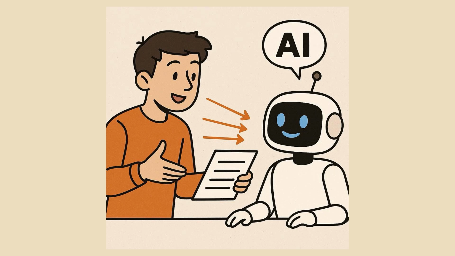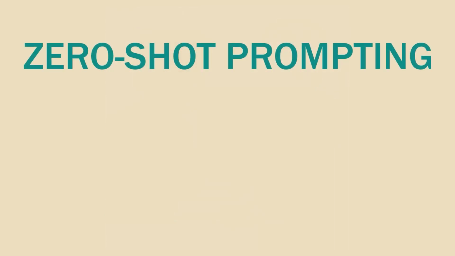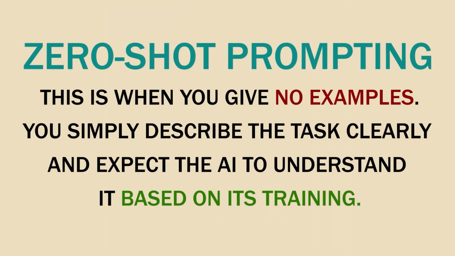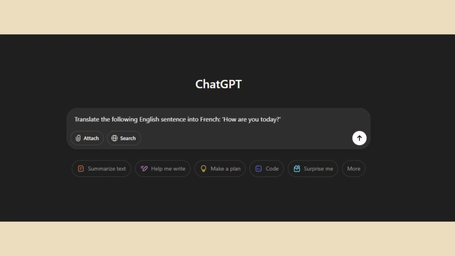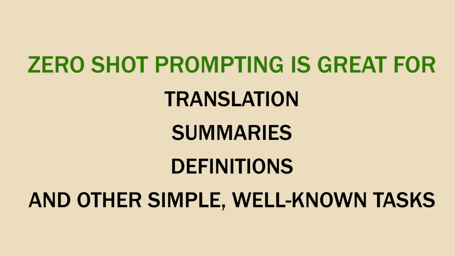Let's break them down. What is zero shot prompting? This is when you give no examples. You simply describe the task clearly and expect the AI to understand it based on its training. For example, translate the following English sentence into French. How are you today? You gave zero examples, just a clear instruction. Great for simple, well known tasks like translation, summaries, or definitions.